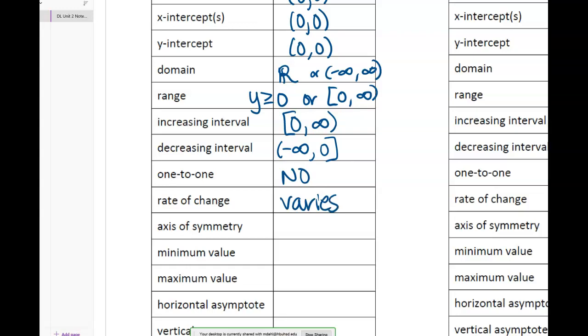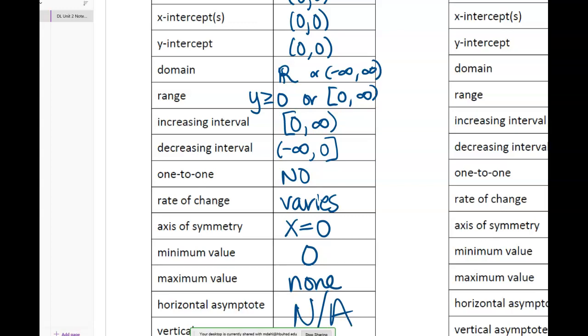The rate of change here, for all the rest of the functions we study, we're not really going to ask you. It just varies because it's not a line anymore, right? It doesn't have this consistent, I always rise this and run this. All of a sudden it gets steeper or flatter. The axis of symmetry for this graph should be x equals 0. This graph has a minimum value at 0, no maximum value, and we're still not learning asymptotes yet.